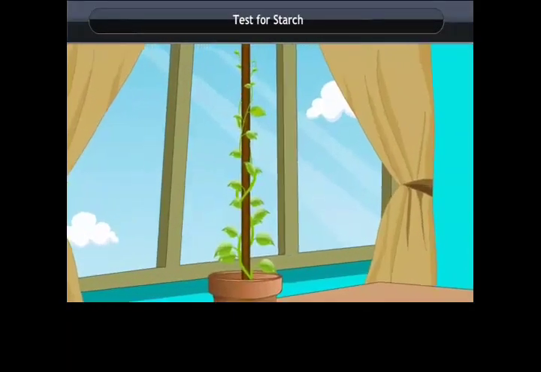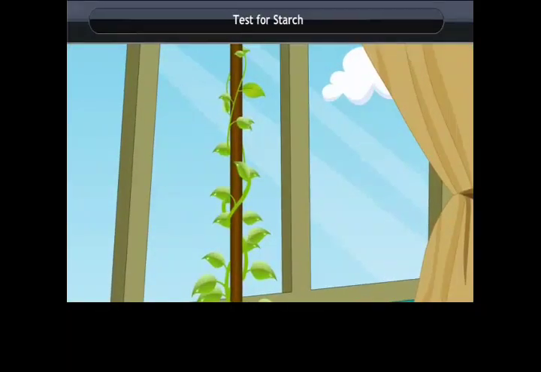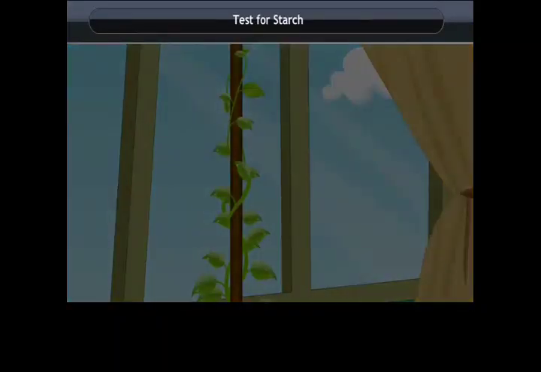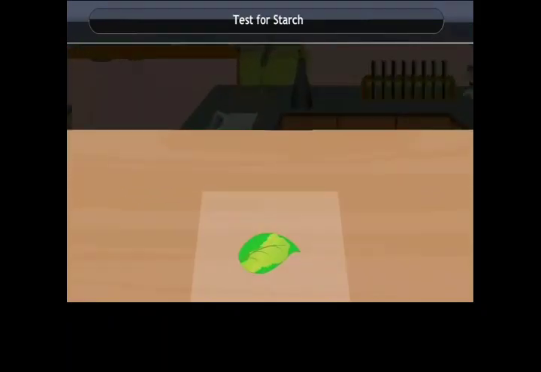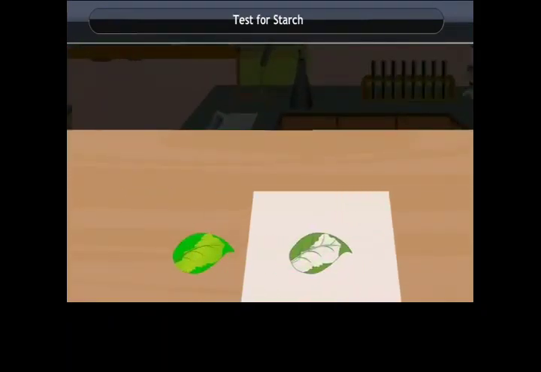Test for starch. Take a potted plant with variegated leaves, for example, a money plant. Keep the plant in a dark room for 3 days so that all the starch gets used up. Now keep the plant in sunlight for about 6 hours. Pluck a leaf from the plant. Mark the green areas in it and trace them on a sheet of paper.